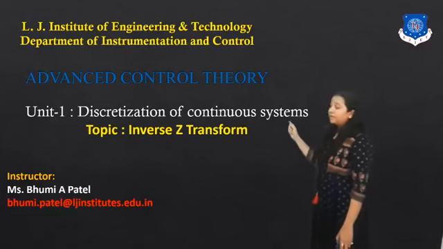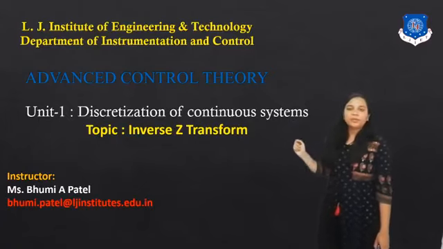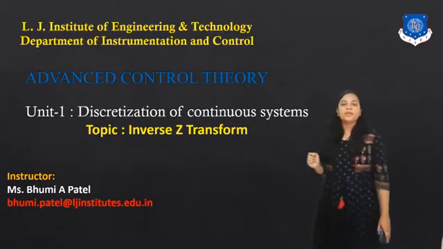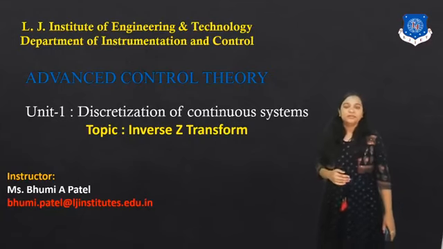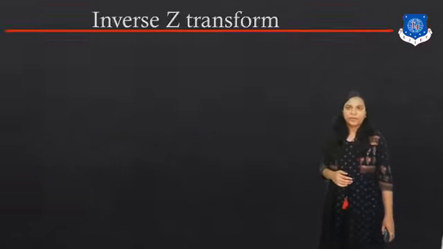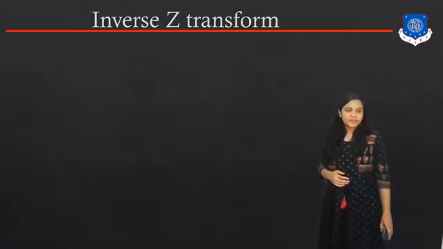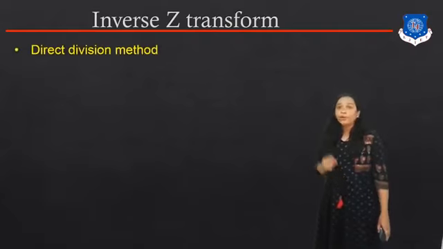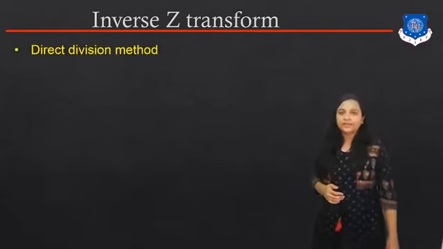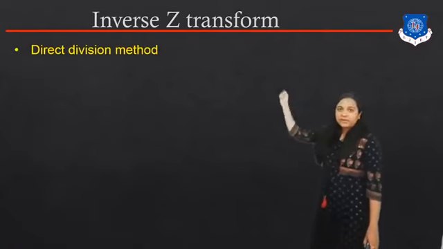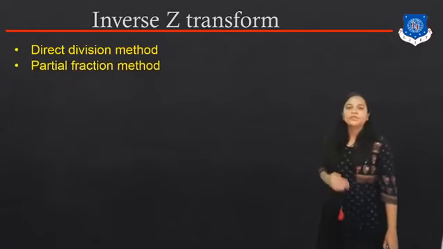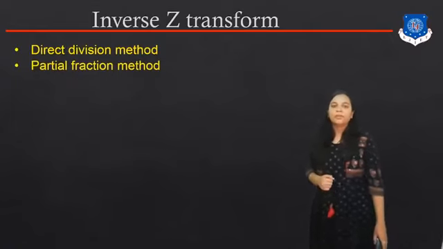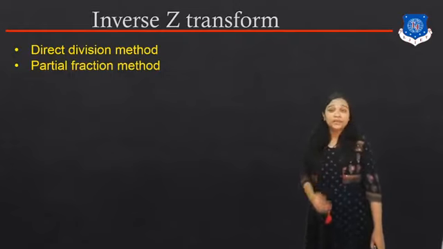Today our topic is inverse Z transform in unit number 4, discretization of the continuous time system. In the last session, we studied the different types of signals and then their Z transform. First of all, for the inverse Z transform, we follow two methods: the first one is the direct division method and the second one is the partial fraction method. In this lecture, we will study them one by one.